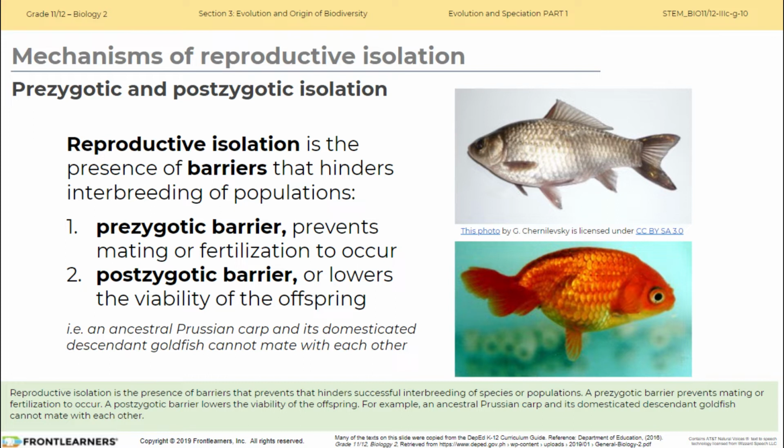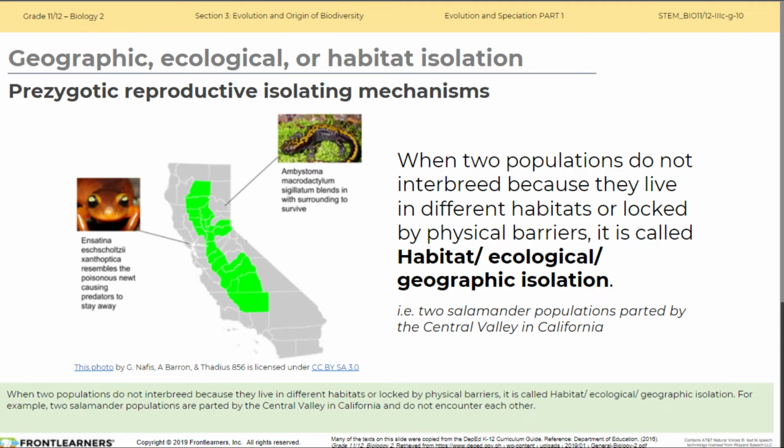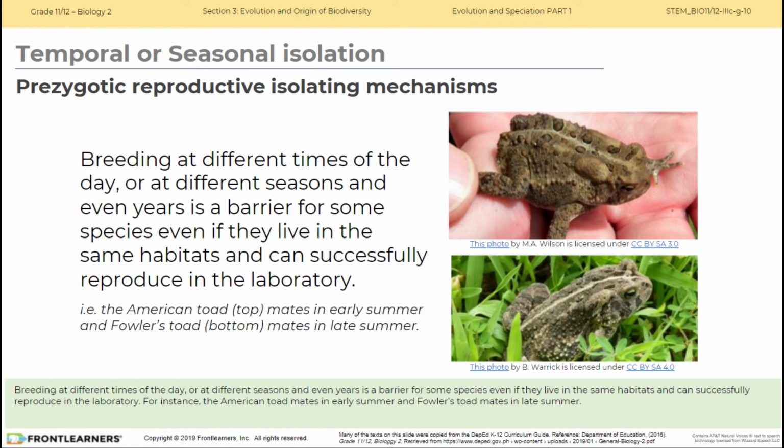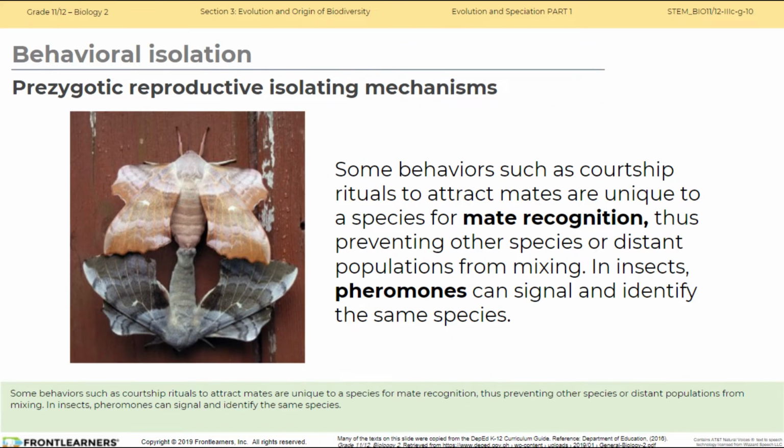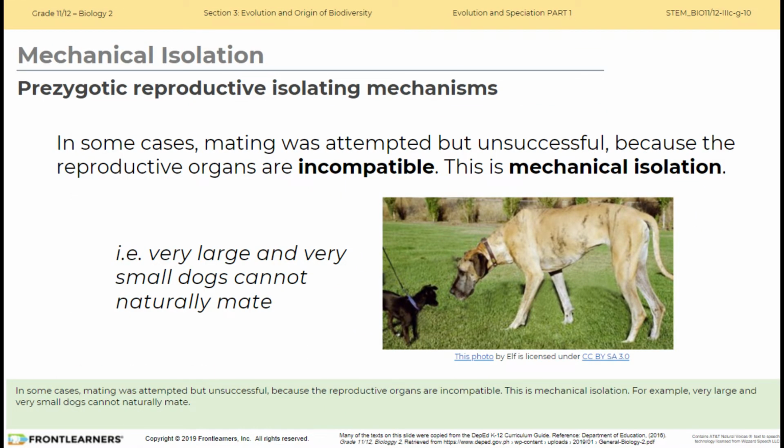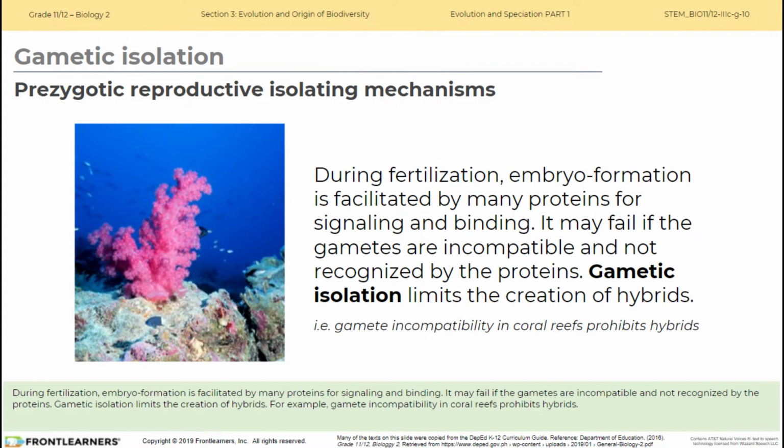Prezygotic kasi cannot mate eh. So there are 5 isolating mechanisms under prezygotic barrier. The first one is we have geographic, ecological, or habitat isolation. Next is temporal or seasonal isolation, behavioral isolation, mechanical isolation, and last is gametic isolation.